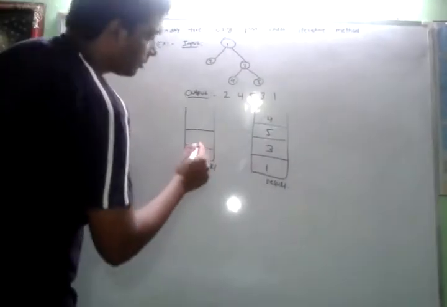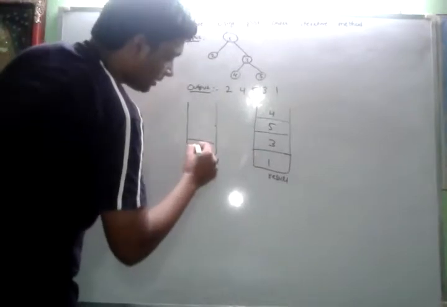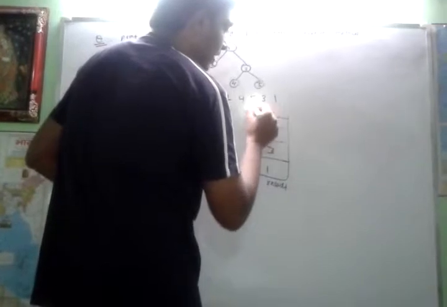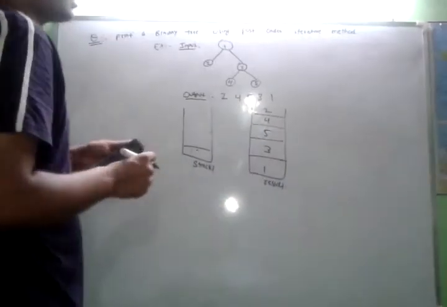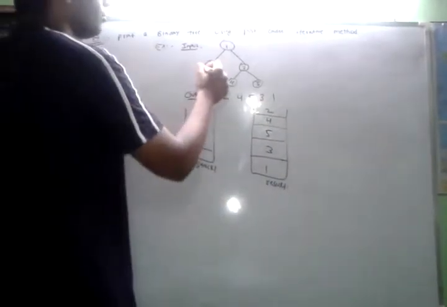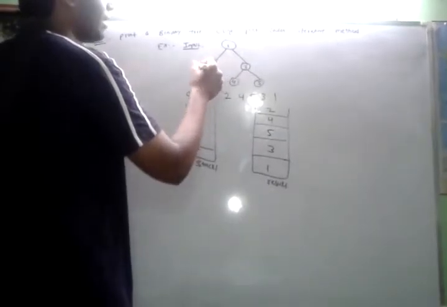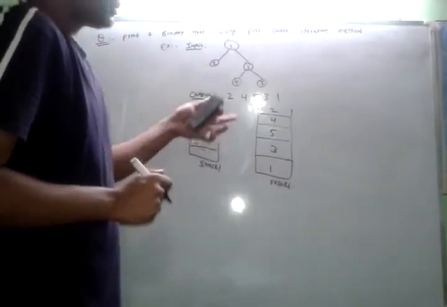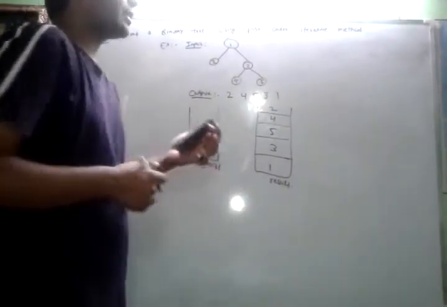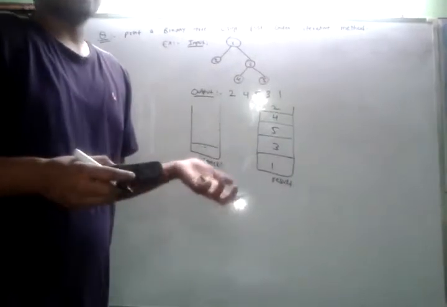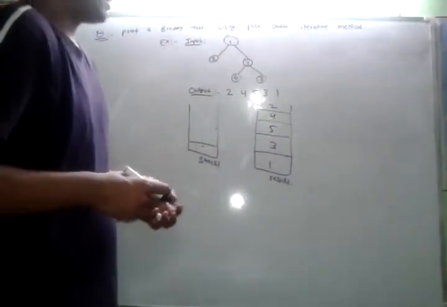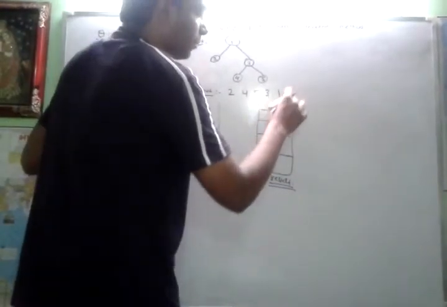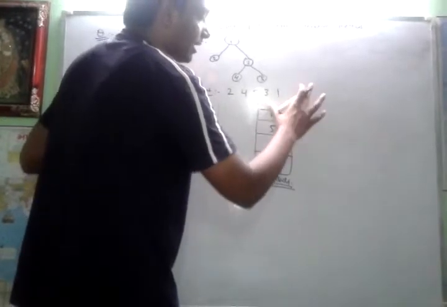Now pop the element from the stack, which is 2, push that element into the result stack and go to its left and right, which is null. So in this way we can do the iterative method to print the binary tree in a post order traversal. So this is our result. We pop the element from the result stack and print it.